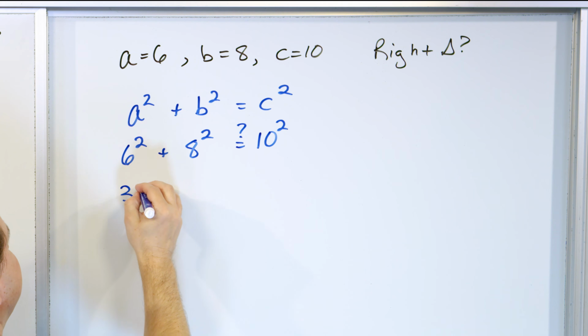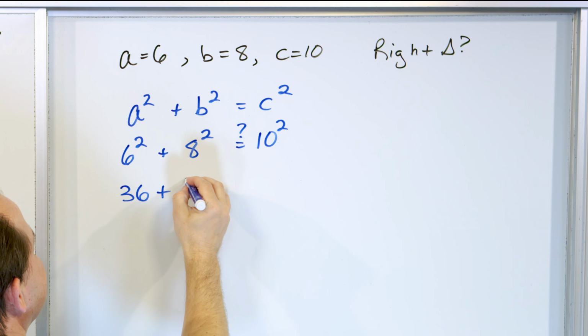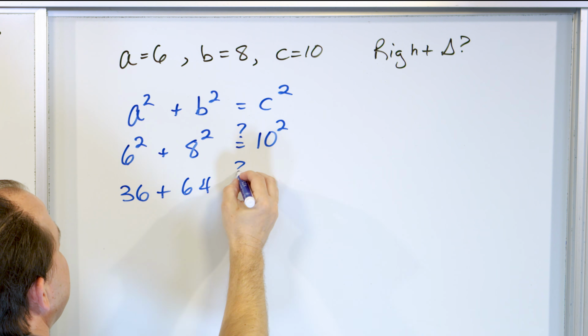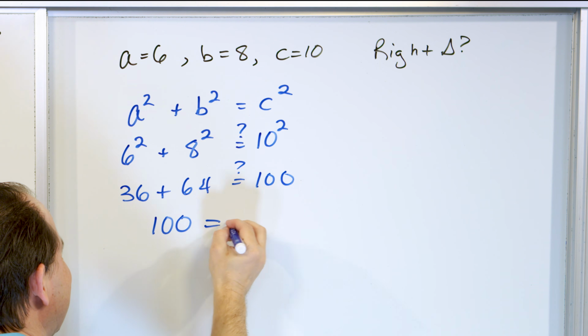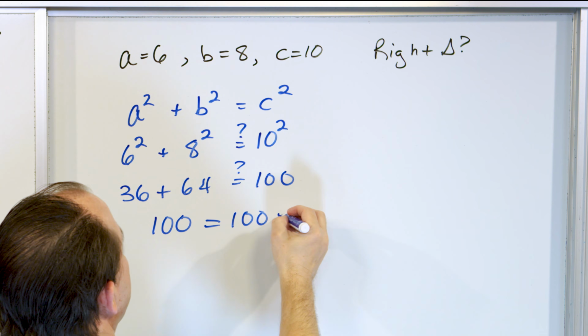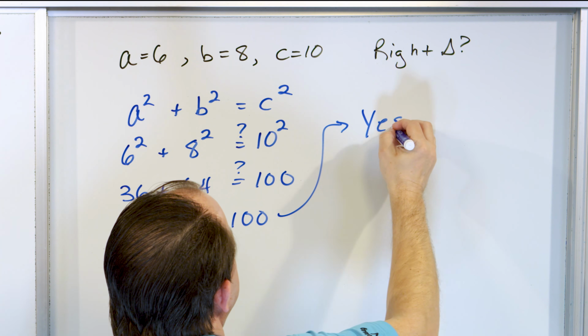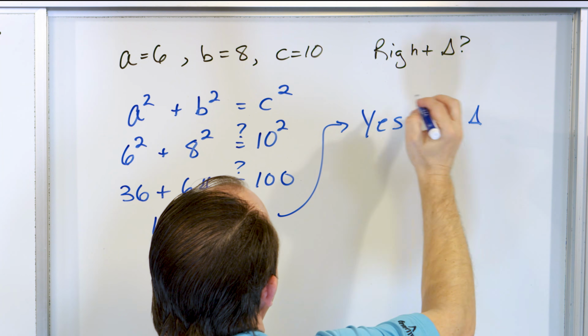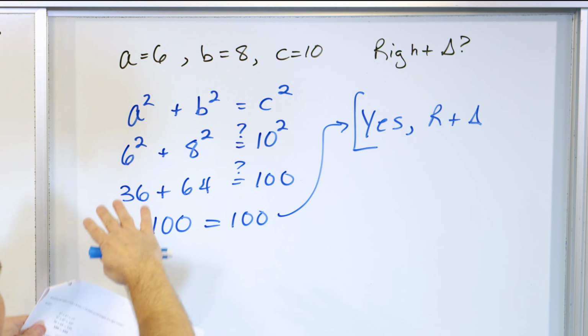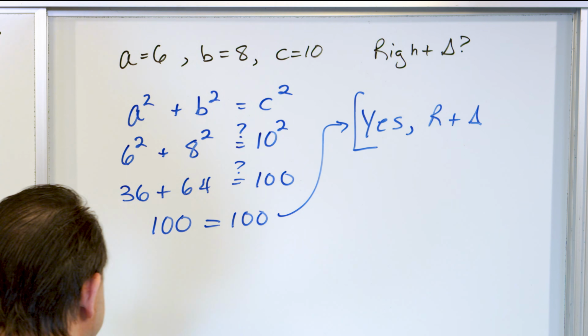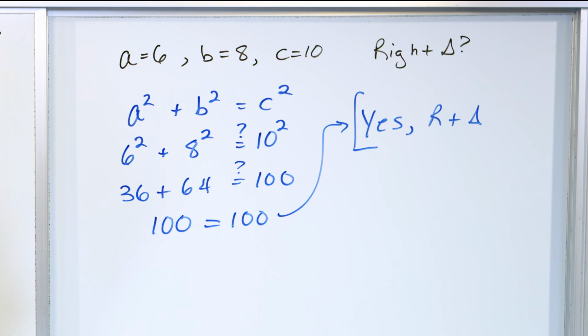6 times 6 is 36. 8 times 8 is 64. And 10 times 10 is 100. And when you take 36 and 64, you get 100, which is indeed equal to 100. So what you say is, yes, this is a right triangle, right? So these three sides can be fitted up to form a right triangle with a single 90-degree angle in there. That's what a right triangle is.